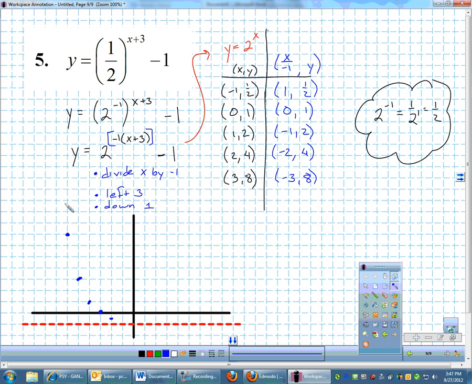And my graph comes crashing down. It's going to come down, come down, come down, come down, and hit that point. And then we're going to hug the horizontal asymptote. Don't cross it. Just hug it. And there we go. And that's why I said at the beginning, if your base is a fraction less than 1, you're going to come crashing down like this. And that's what ended up happening here.